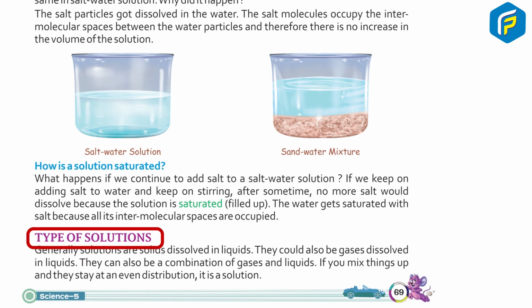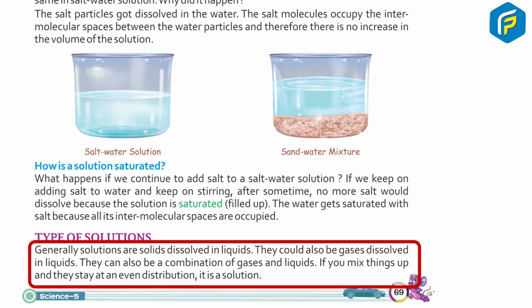Types of solution. Generally, solutions are solids dissolved in liquids. They could also be gases dissolved in liquids. They can also be a combination of gases and liquids. If you mix things up and they stay at an even distribution, it is a solution.